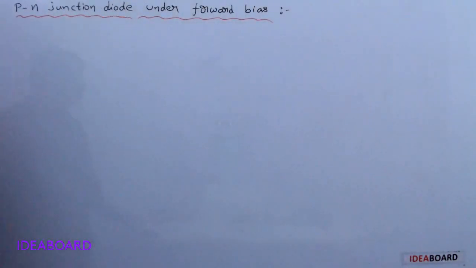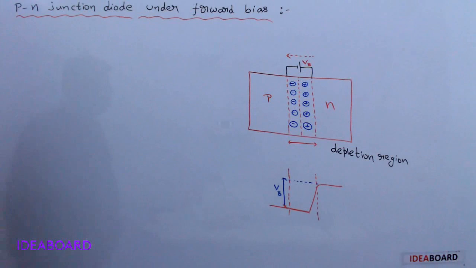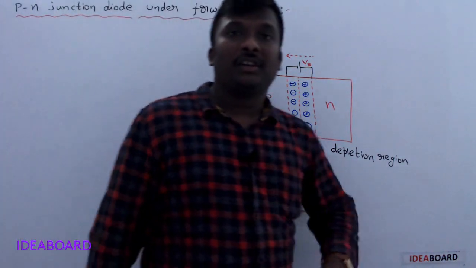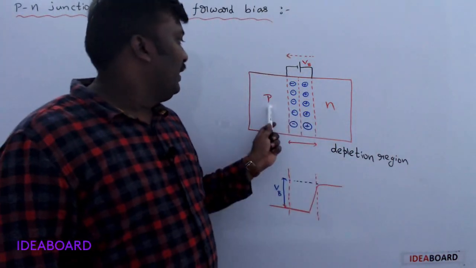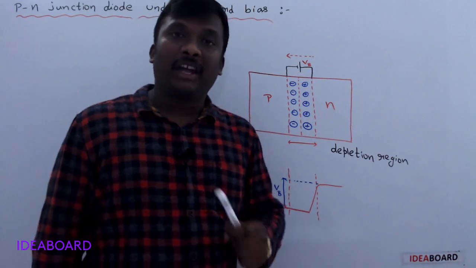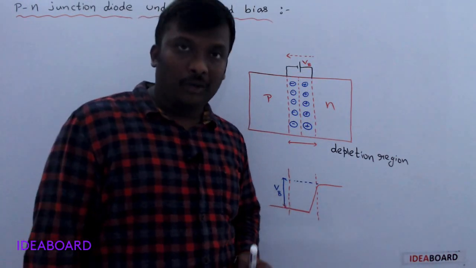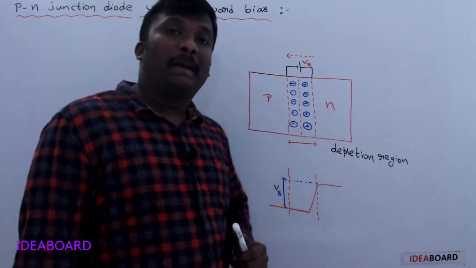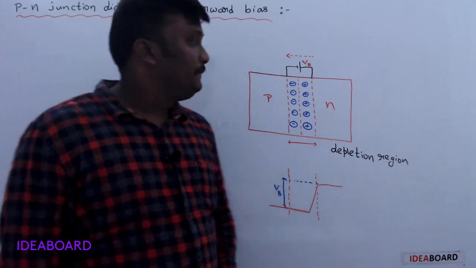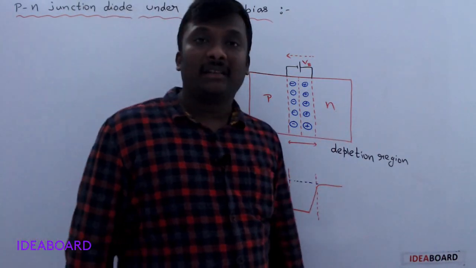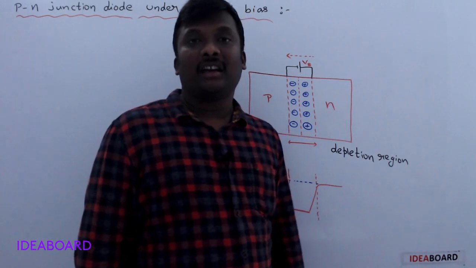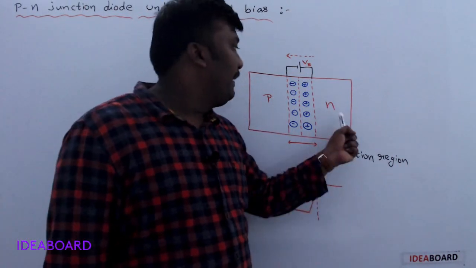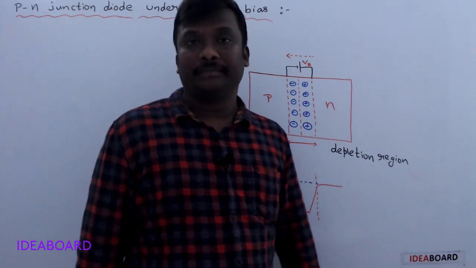So this is the PN junction diode. On the P side, majority charge carriers are holes and minority charge carriers are electrons. On the N side, majority charge carriers are electrons and minority charge carriers are holes.